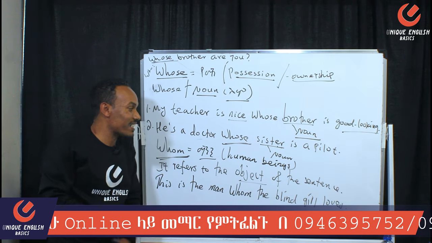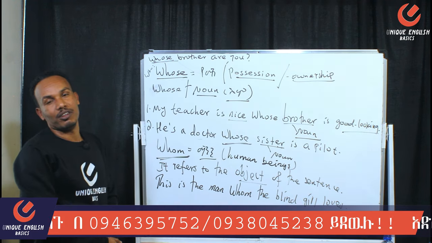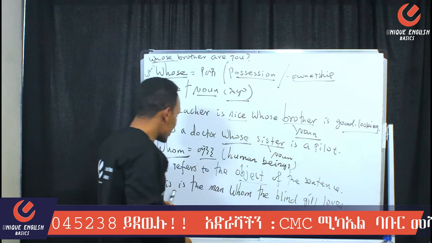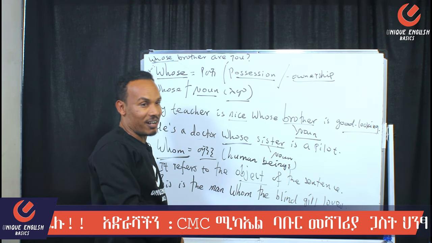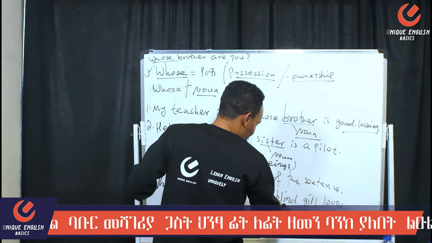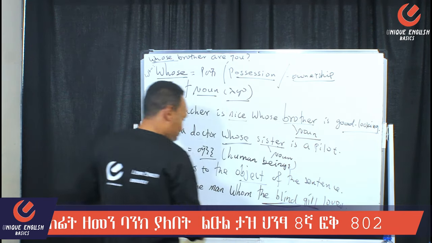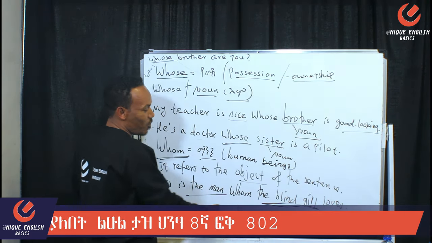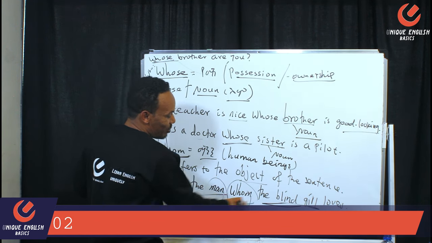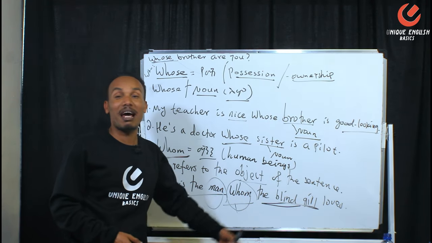This is the man whom the blind girl loves. Who is the lover? The blind girl is the lover, so the loved one is the object. Whom refers to the object, the loved one. Notice: this is the man whom the blind girl loves.